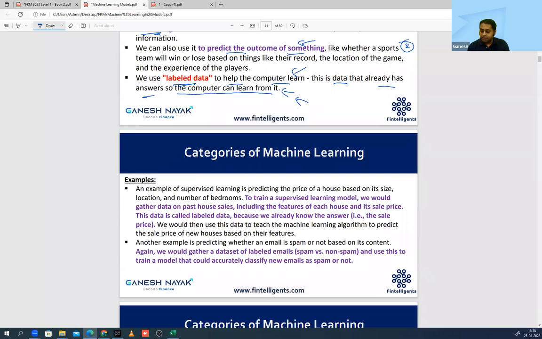I'll give you more examples. Let us come to this part. Now I want you guys to read. You will have to read the PPT a bit, but it will become easy for you. Suppose I want to find the price of the house based on its size, location, number of bedrooms. To train the supervised model, we would gather data of past house sales, including all of these features. Obviously, when I put the data, the size of the house will be there, location will be there, the number of bedrooms will be there, and also its sale price will be there.